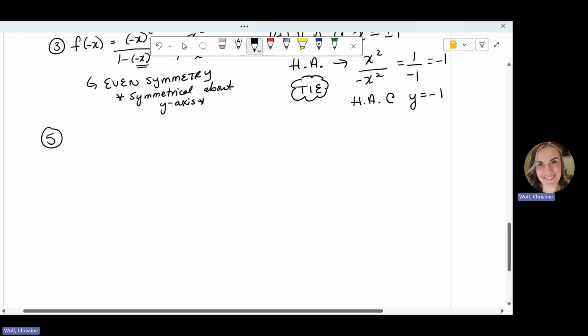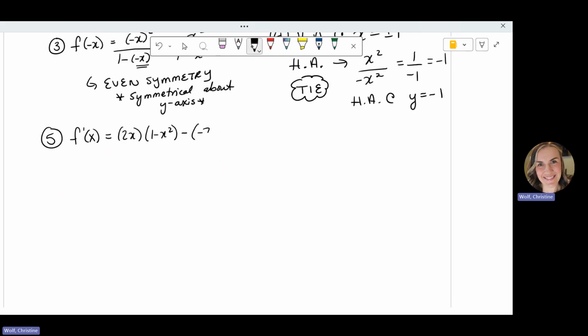Step number 5. This is where I get into the stuff we've been learning this semester. So step number 5 is your increase and decrease. So to do that, I need to find my first derivative. It's a fraction, so I need to do the quotient law. So the derivative of my numerator is 2x. I multiply that by my denominator unchanged. I subtract the derivative of my denominator, which is negative 2x, and I multiply that by my numerator unchanged, and I divide that all by my denominator squared.